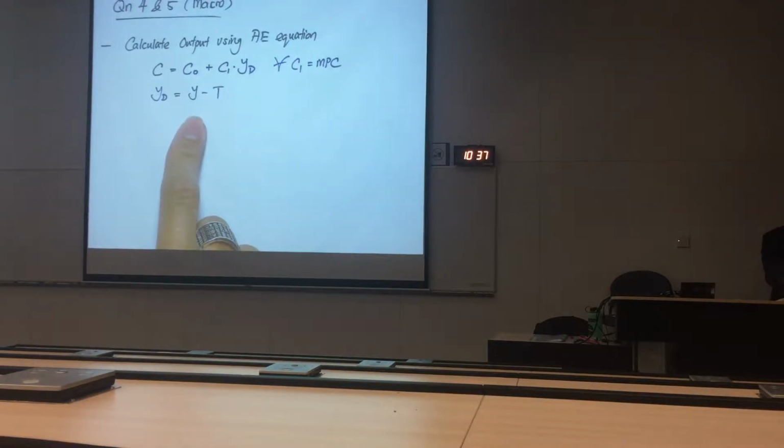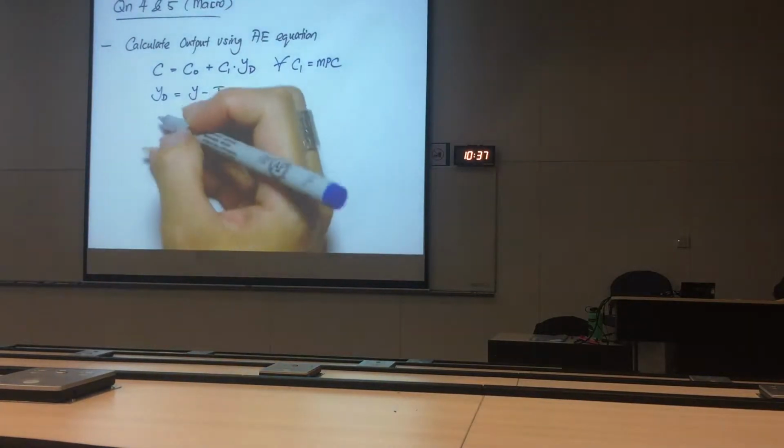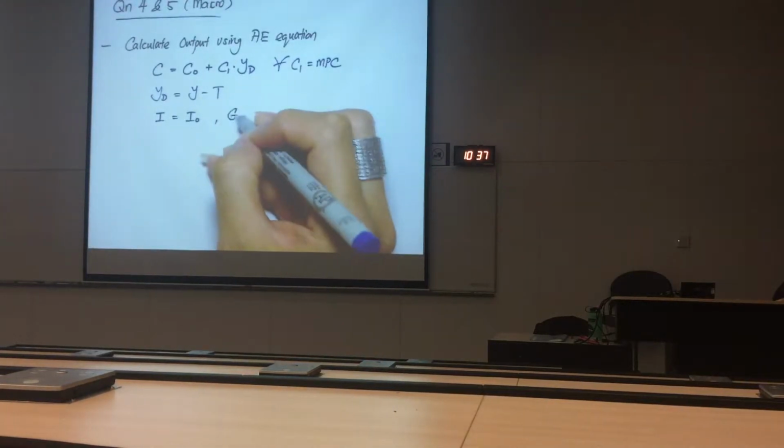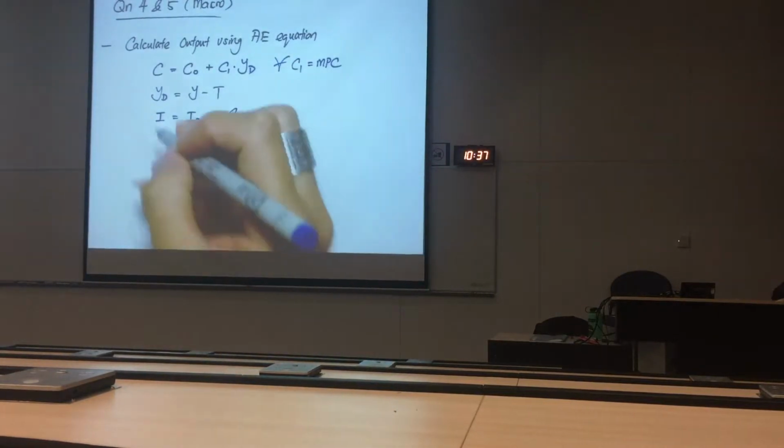Disposable income after tax. Okay. You have the rest of the components: I, generally kept autonomous. G, kept autonomous.